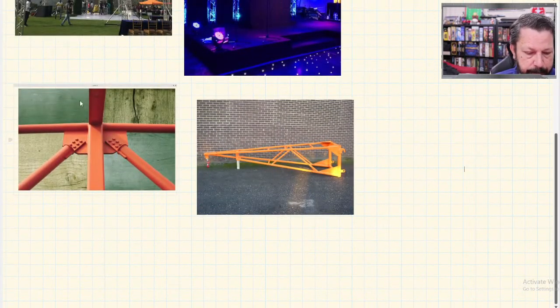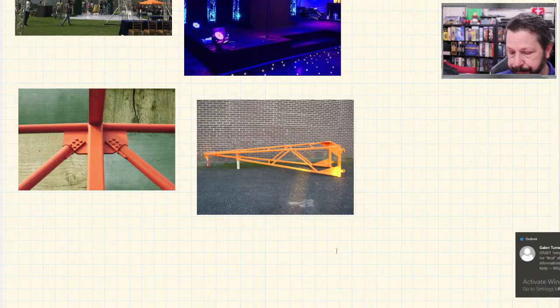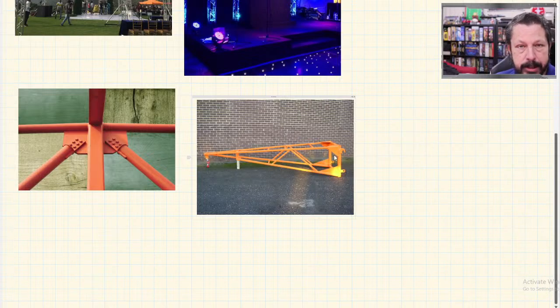Here's a close-up of one of the joints of a typical truss. We'll come back to that later on. Here's a truss that looks like it's part of a machine. It looks like some sort of crane type piece that's going to have a hook on the end of it, and it mounts to some other machine over here. So trusses can show up all over the place.